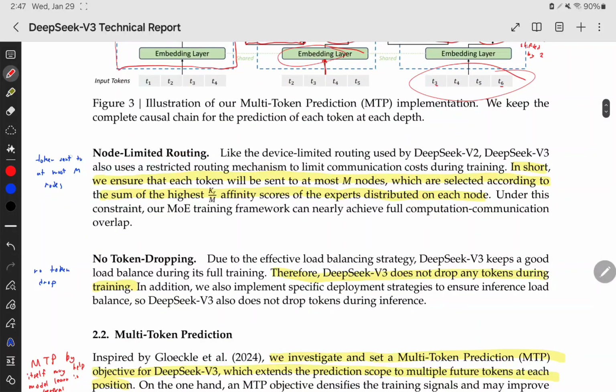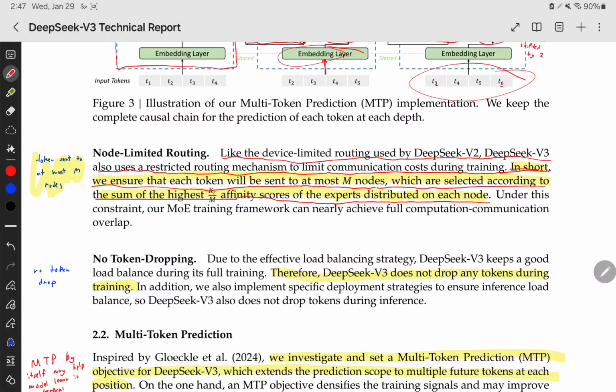There are some notes here that they make about the routing for mixture of experts and multi-token prediction. So tokens are sent to at most m nodes. So they say here, in short, like the device limiting routing used in DeepSeek-V2 and V3, we also use a restricted routing mechanism to limit communication costs during training. In short, we ensure each token is sent to at most m nodes, which are selected according to the sum of the highest k affinity scores of the experts distributed on each node. So k is the number of experts and m is the number of nodes.